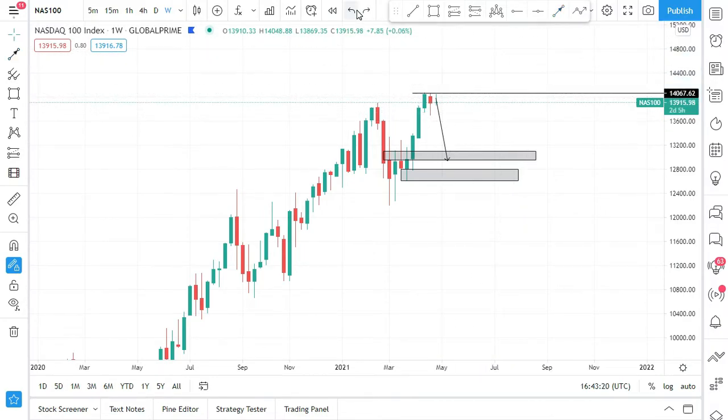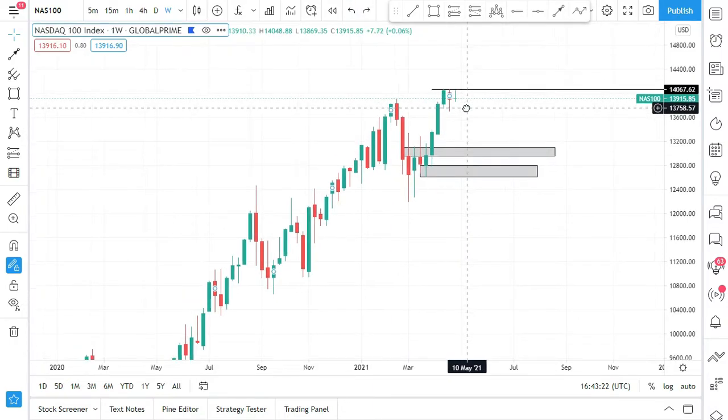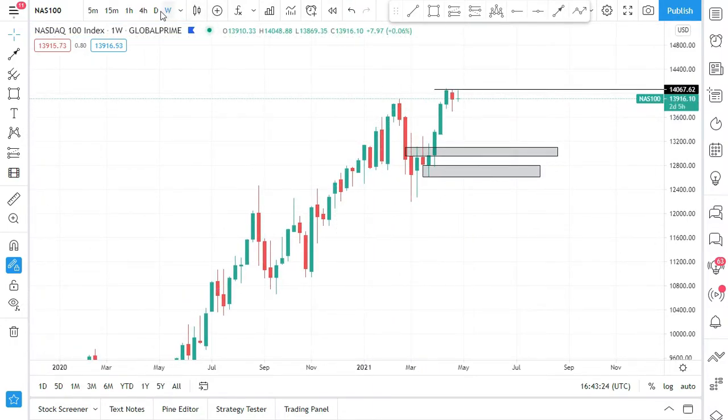So what we're looking for now is sells. This was on the weekly time frame. So now we move on to the daily.